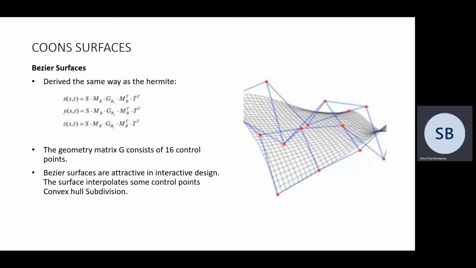Comes the Bezier surfaces. These Bezier surfaces are derived the same way as the Hermite surfaces. X of s comma t equals S into M_B into G_B into M_B transpose into T transpose. These are the basic definitions of Hermite surfaces. The geometry matrix G consists of 16 control points, as you can see in the figure. Bezier surfaces are attractive in interactive design. The surface interpolates some control points, which is known as convex hull subdivision.